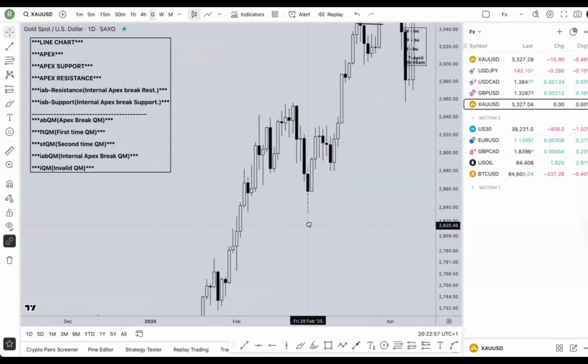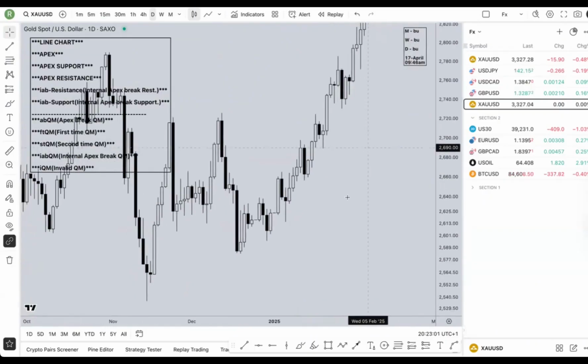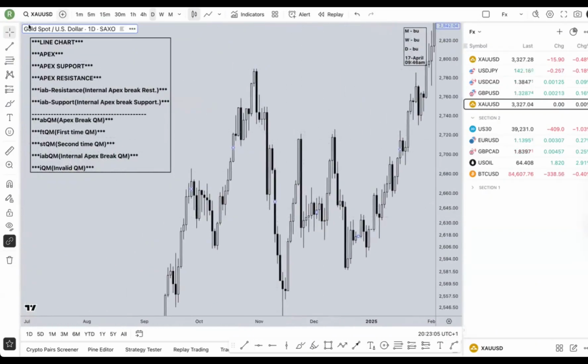Let's look for different QM. We are going to see them. This one here was a very good ABQM. You see this one here. What happened? Resistance formed, market broke. Even the candle that formed the resistance was the one that broke the high, making it become an ABQM. The market came in, respected it, and dropped.